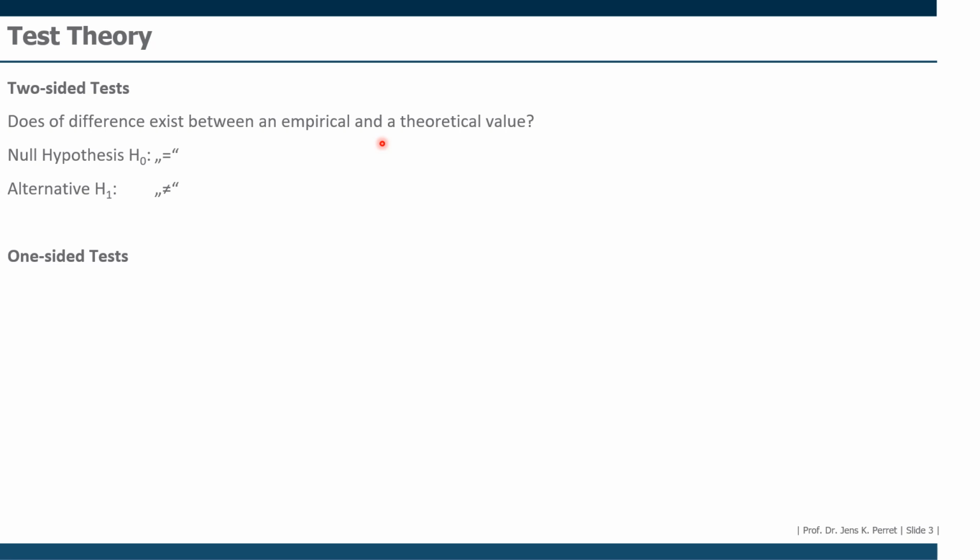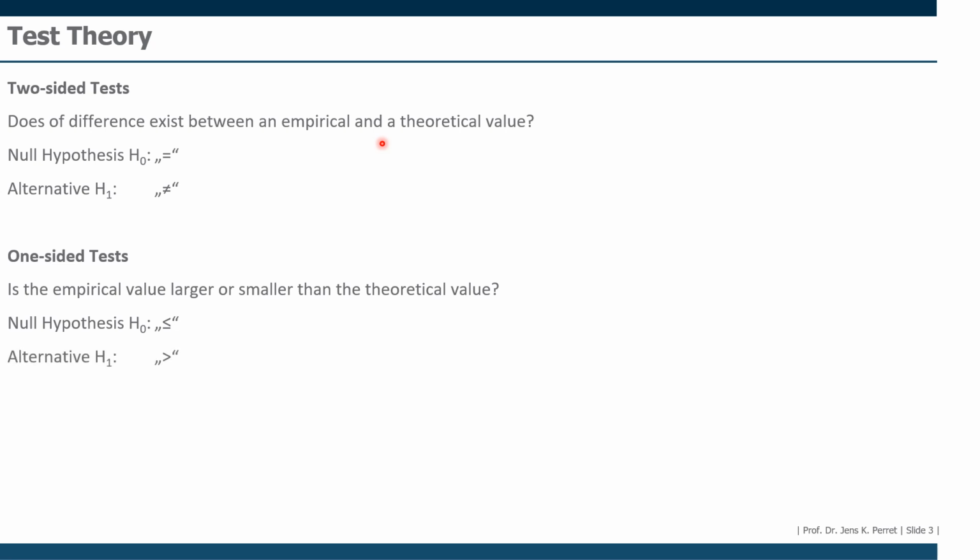On the opposite, we have the one-sided tests. Here we want to know whether the empirical value is larger or smaller than a theoretically given value. So what we're going to do here is the null hypothesis is smaller or equal to, the alternative is larger than, or the other way around. So here it's always about smaller or larger. Here it's about equal or unequal. And as I said, that's something which impacts the hypothesis building as such, and that's why I did this before talking about errors or anything else.